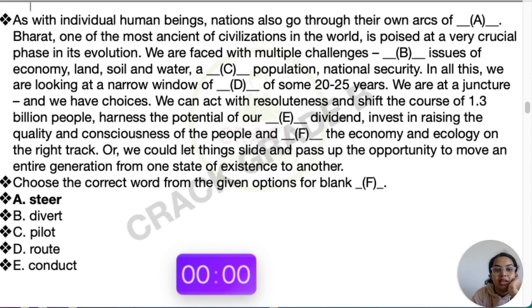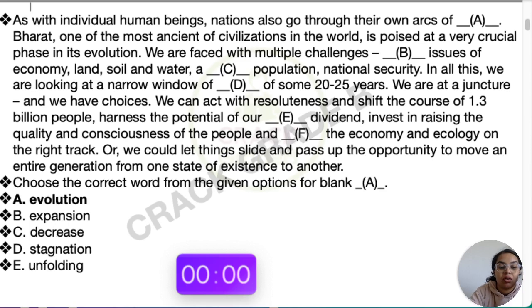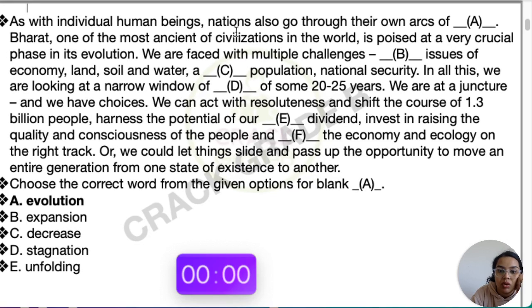As I told you, make it a habit that you go through all the details mentioned in the para. Sometimes answer यहाँ hidden होता है. So as with the individual human beings, nations also go through their own arcs of something. So there is something going on, but it is compared with human beings. So what is there? Have you ever heard expansion of human being? You don't expand, right? It's not the right way to put it.